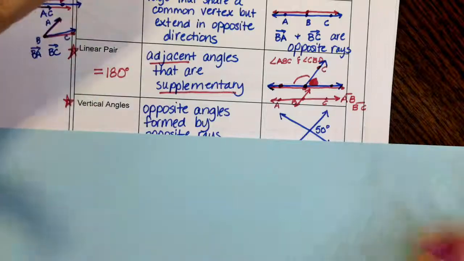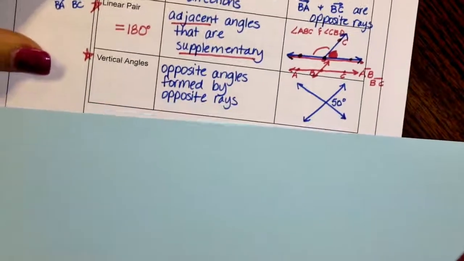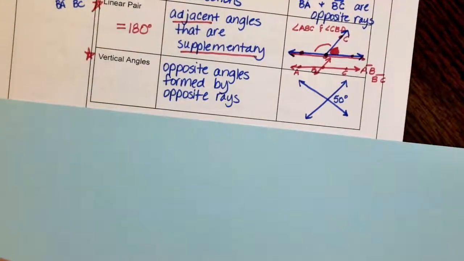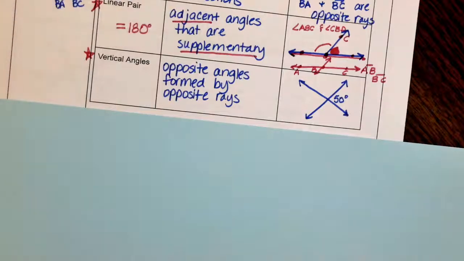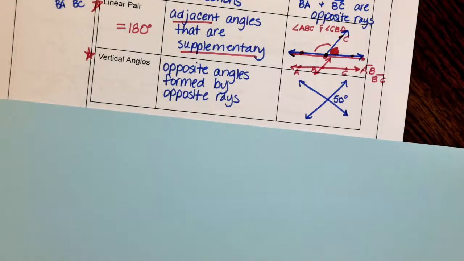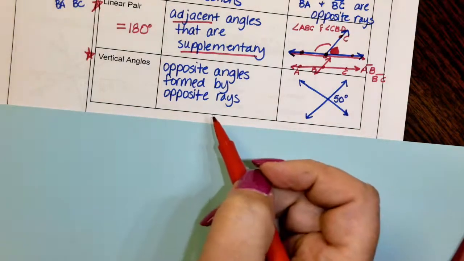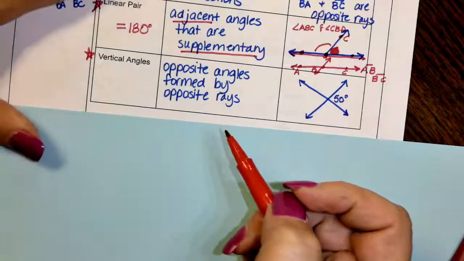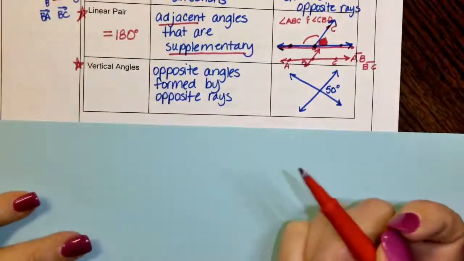It's a common mistake. Okay, and then lastly we have vertical angles. Vertical angles are opposite angles. We said adjacent is side by side like your shoulder partner, and opposite is the person who's across from you. So they are opposite angles, and they're formed by opposite rays. Okay, now let's see what their relationship is.